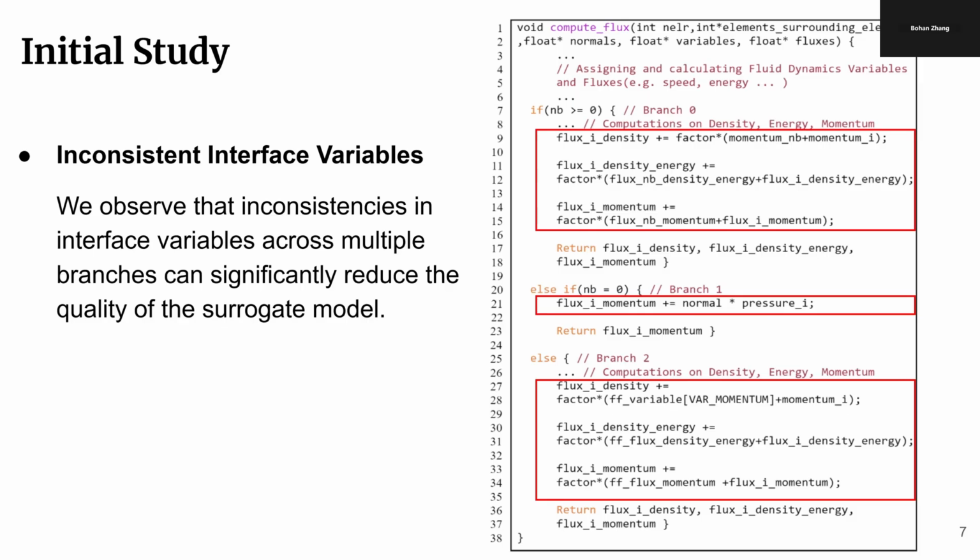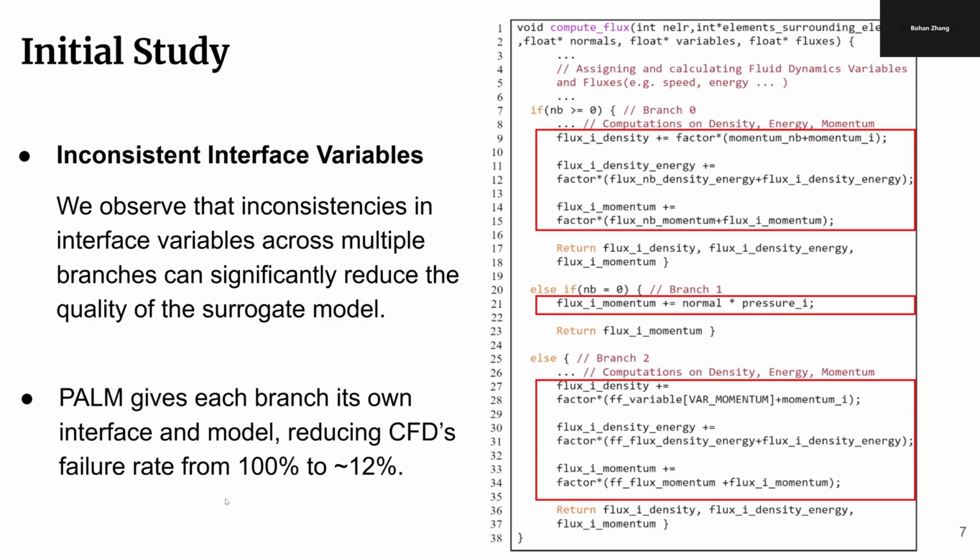PALM fixes it by giving each branch its own model and correctly setting the interfaces, so nothing is padded. That brought the CFD from a 100% failure rate down to about 12%. That's one more root cause.